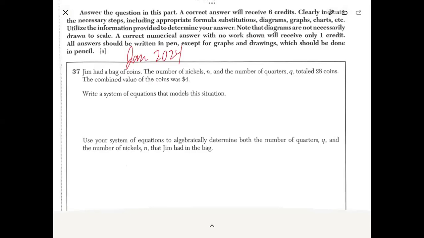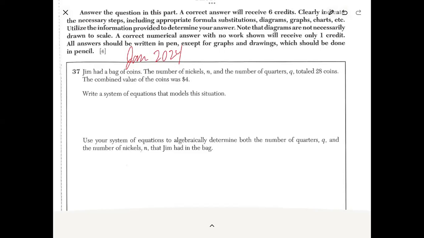It says Jim had a bag of coins. The number of nickels is represented by N. The number of quarters is represented by Q. The number of coins totaled 28 coins, and the combined value of the coins was $4. Write a system that models this situation.